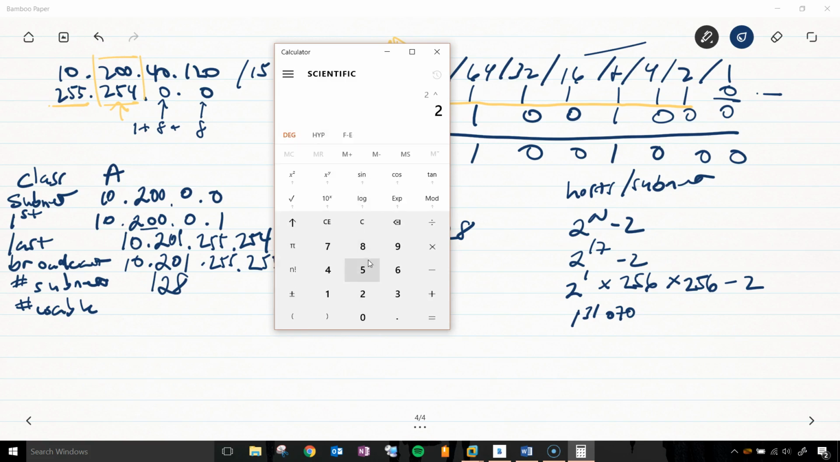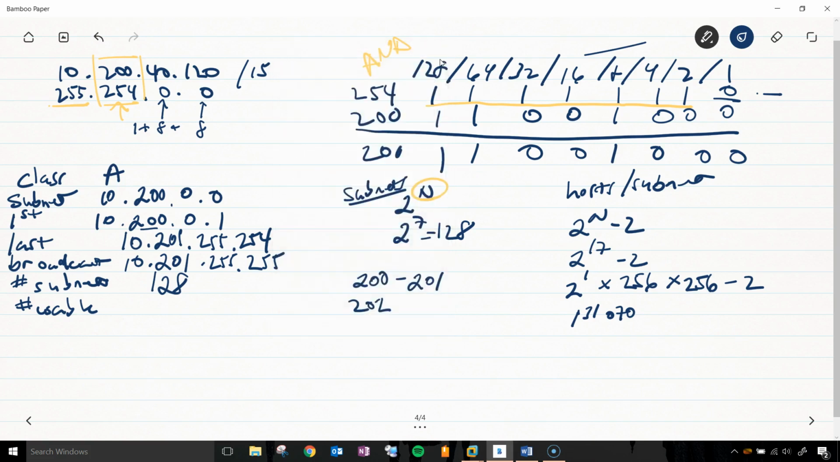2 to the power of 17 gives you 131,072, same as what we had before. Minus 2, 131,070. So whether you do it this way or you write it out, you will result in the same number. 131,070 hosts, that's a lot. That's a big broadcast domain.